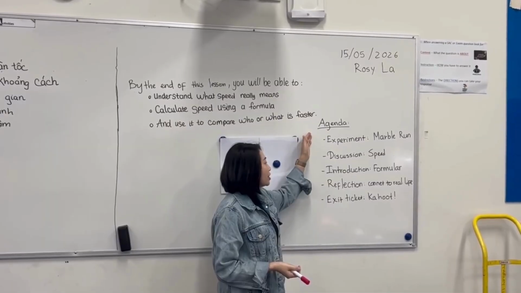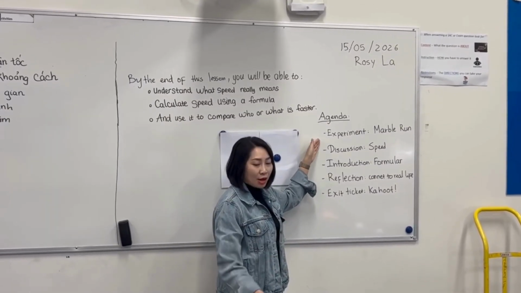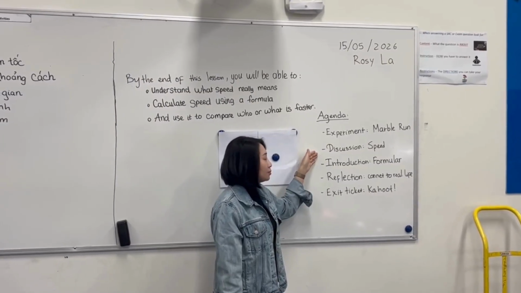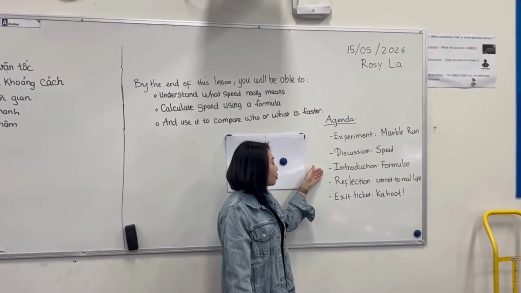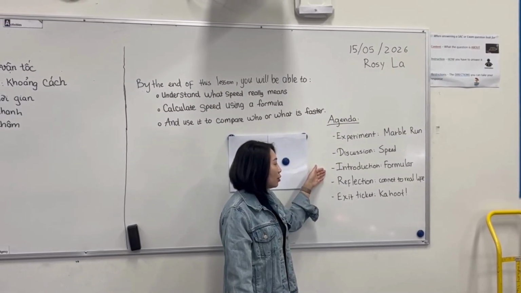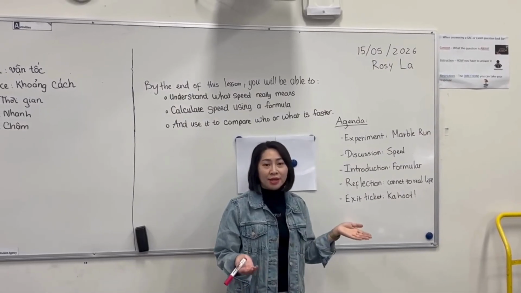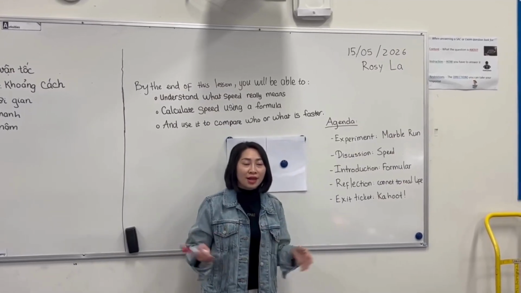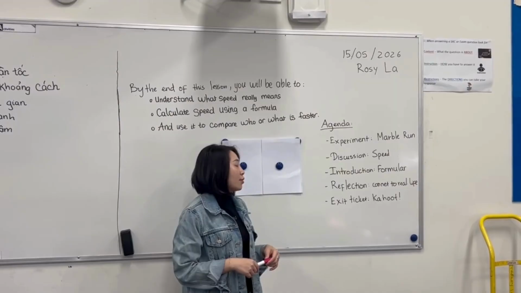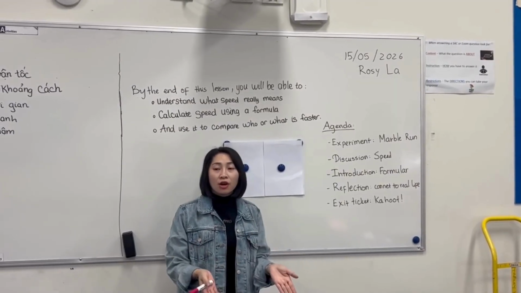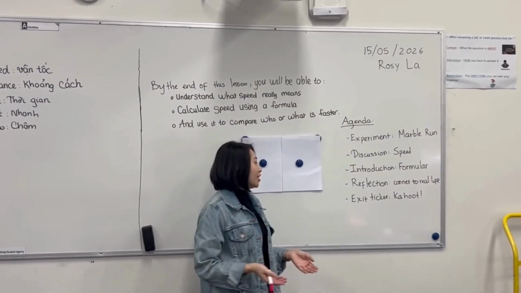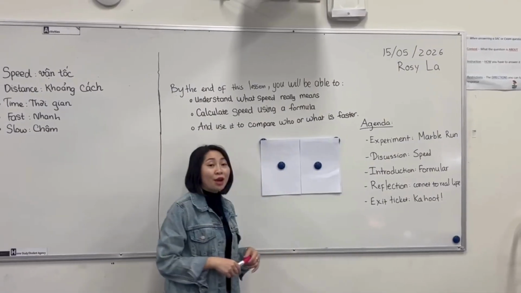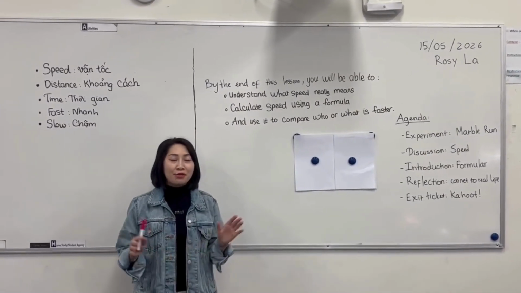So firstly we will start with the experiment that is already set up here. And then we will discuss speed. We're moving forward to the introduction of the formula of speed, time and distance. And then we will have a discussion with the whole class to find out how this experiment connects to our life. By the end of this lesson will be the Kahoot game, which I believe everyone loves Kahoot.